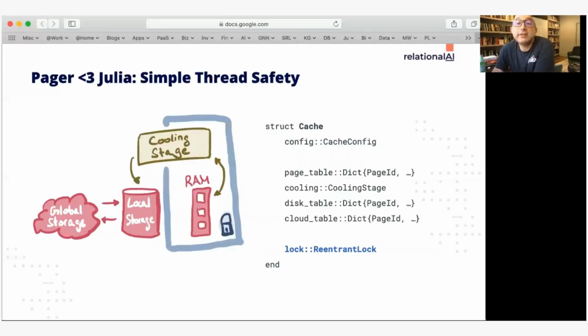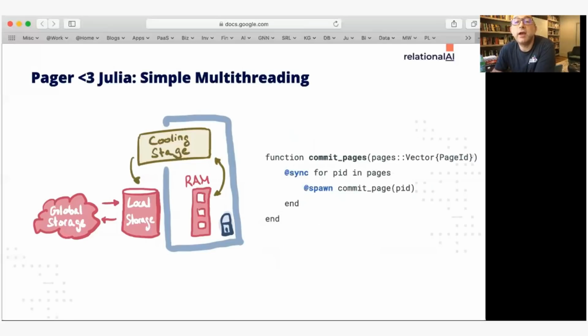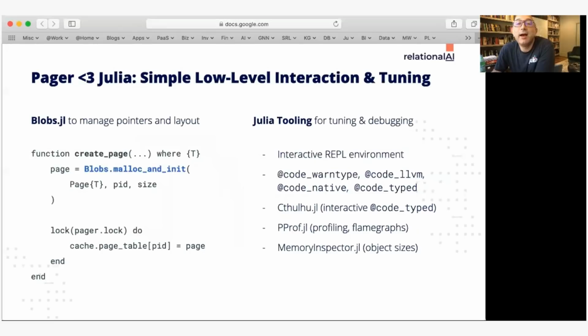Making the pager thread safe was straightforward thanks to the lock defaults provided. By using a single lock, we can guard our in-memory structures and then convert our single-threaded pager to support task parallelism with only two additional words. For example, to commit multiple pages in parallel, we simply had to add the spawn macro. Easy peasy. And dropping down to low-level interactions doesn't mean sacrificing simplicity.